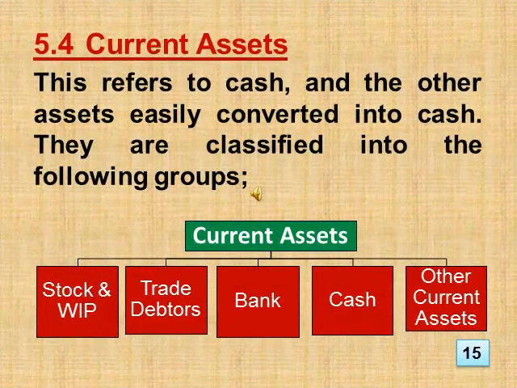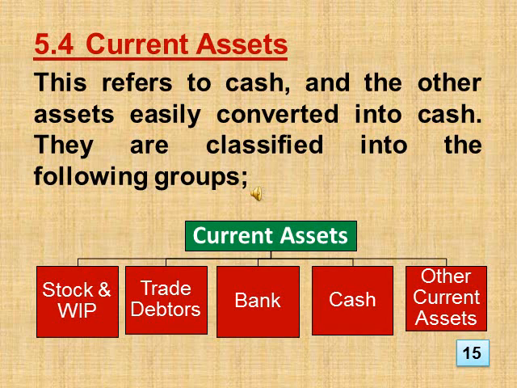Section 5.4. Current assets. This refers to cash, and the other assets easily converted into cash. They are classified into the following groups: stock and work in progress, trade debtors, bank, cash, plus other current assets.